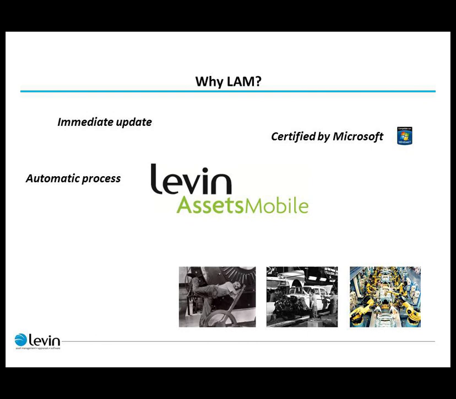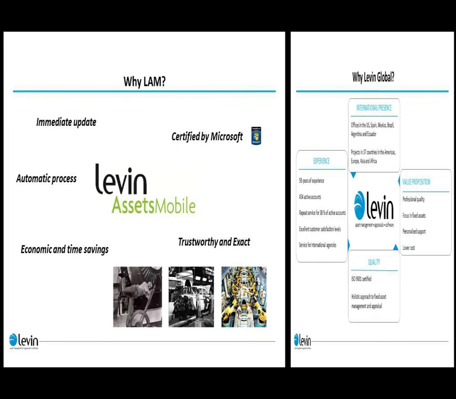Automatic access to updated inventory data. The uploaded data is trustworthy and accurate. It optimizes inventory taking, saving up to 22% in execution time. LAM is the future of cyclic inventory practice. What are you waiting for to jump in?